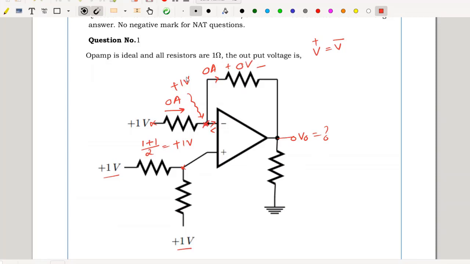This voltage with respect to ground is positive 1. I have 0 drop here, implies this node voltage is also positive 1 with respect to ground, hence V out equal to positive 1.